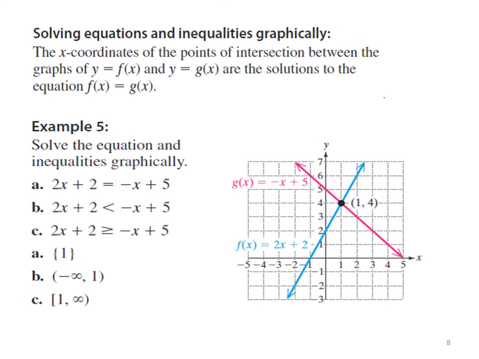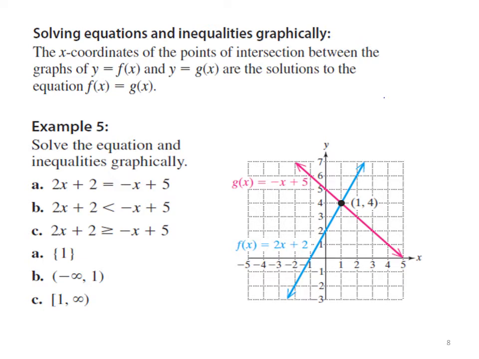What about this third inequality? You can also argue similarly. The left hand side just represents f of x, the blue line. The right hand side is just g of x, which is the red line. The solution for this inequality are those points on the graph where the y value for f of x, the blue line, are larger than or equal to the y value for g of x, the red line.